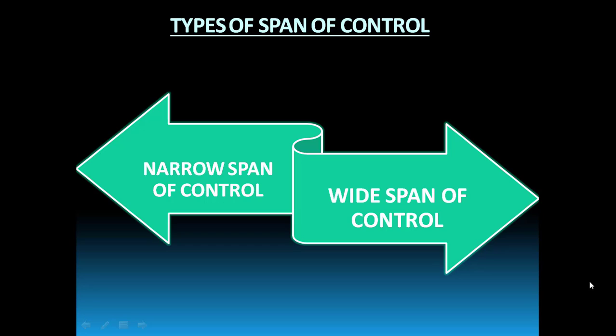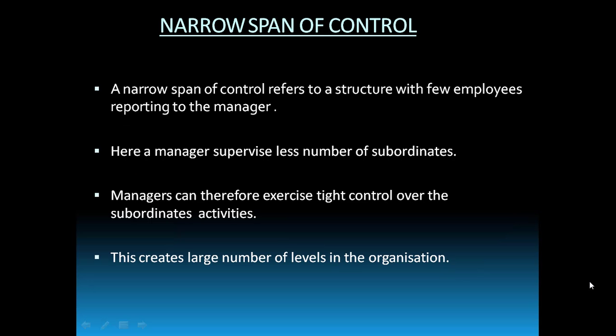So first let's go into details of what the types of span of control are. There are two types of span of control. One is narrow span of control. The other one is wide span of control. In narrow span of control, there are very few employees that report to the manager. So here the manager supervises or manages a lesser number of subordinates under him. So the manager therefore exercises a very tight control over the subordinates.